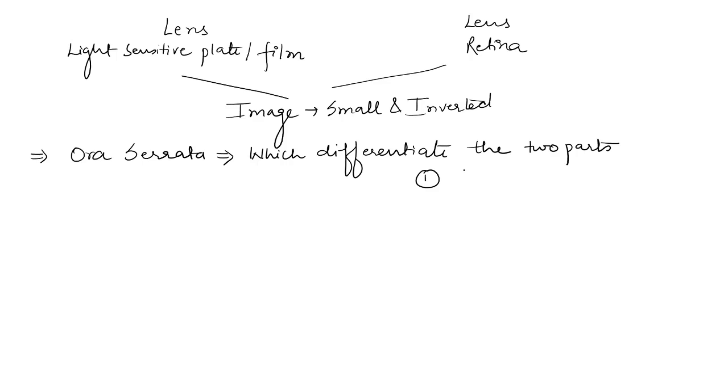Which differentiate the two parts. One, the light sensitive and light insensitive. So ora serrata basically differentiates or demarcates the light sensitive parts of the eye from non-light sensitive or light insensitive part.